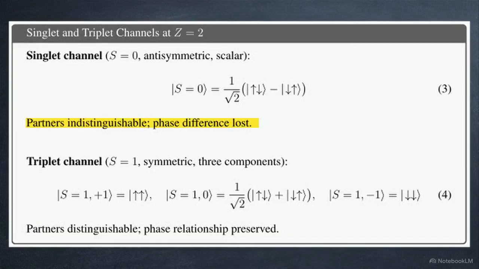The singlet channel is antisymmetric. Partners become indistinguishable and phase difference is lost. The triplet channel is symmetric. Partners remain distinguishable, preserving their directional phase relationship.